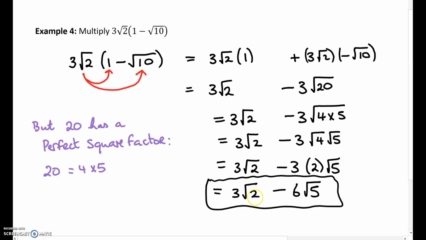And remember, root 2 and root 5 are different square roots, so we can't subtract here. We're not allowed to subtract.